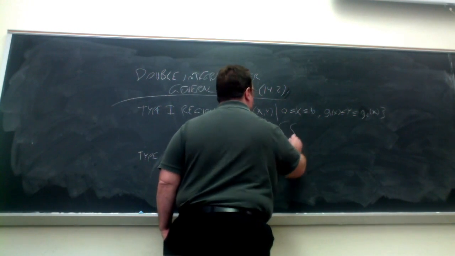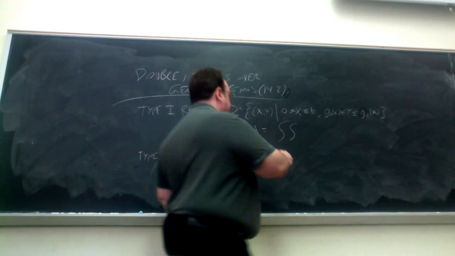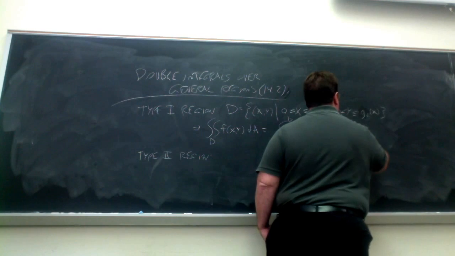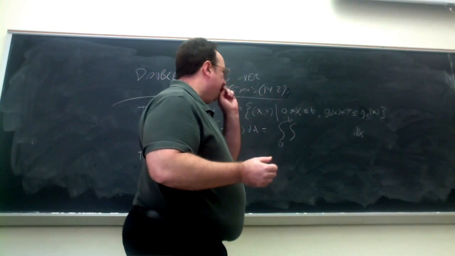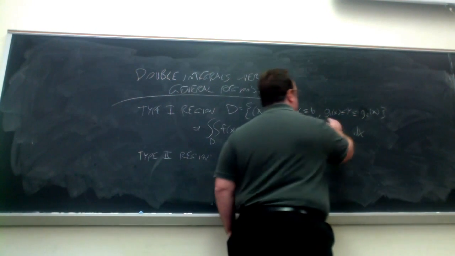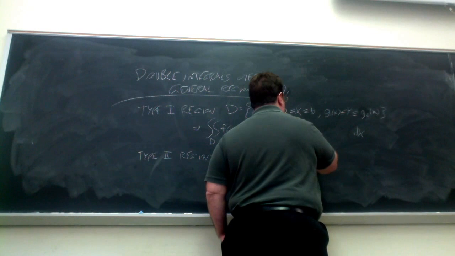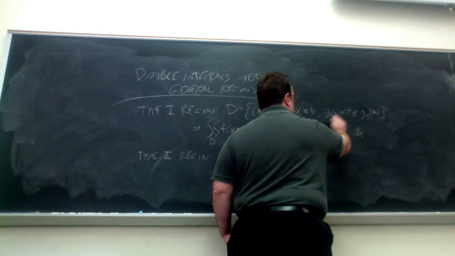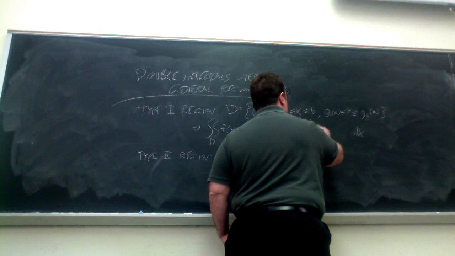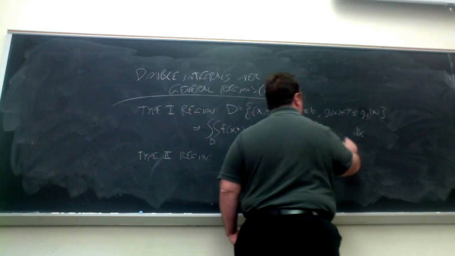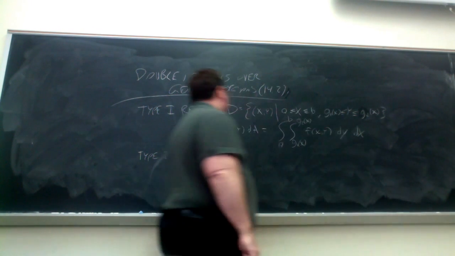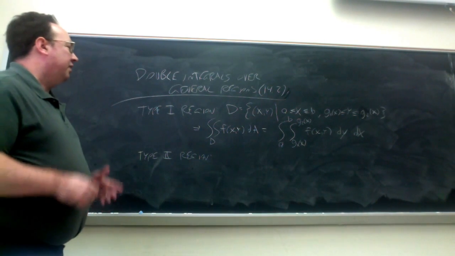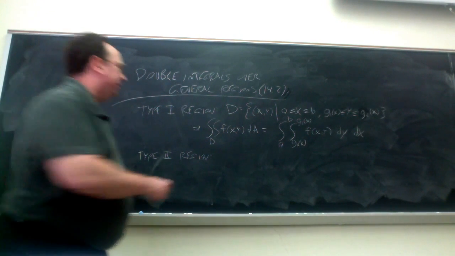makes sense to use x for your outer integral because the limits are constant, and then your inner limits for y would just be these upper and lower bounds on y. And then type 2 is just the other way around.